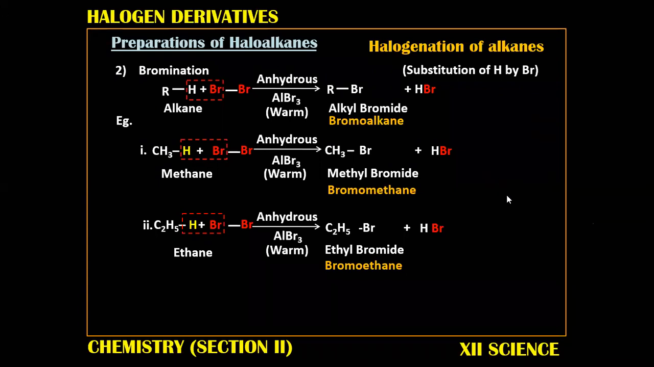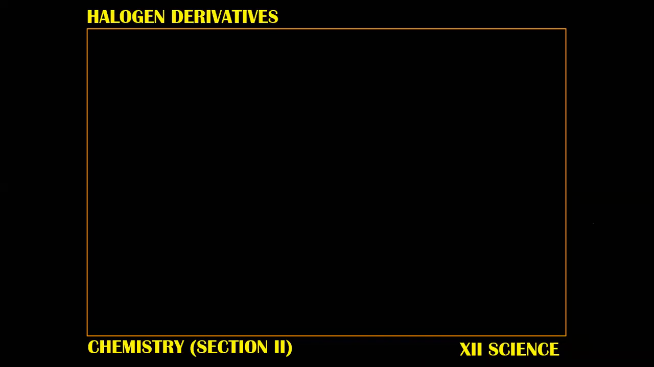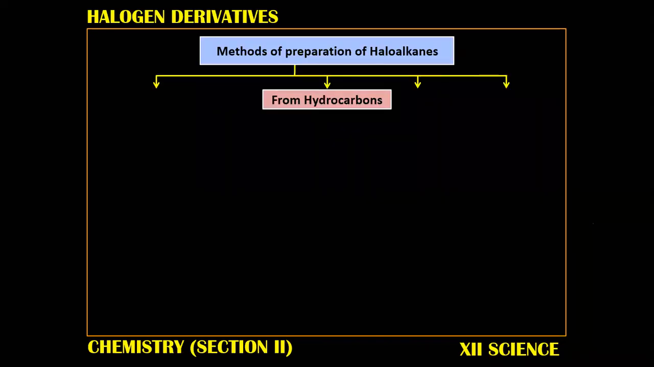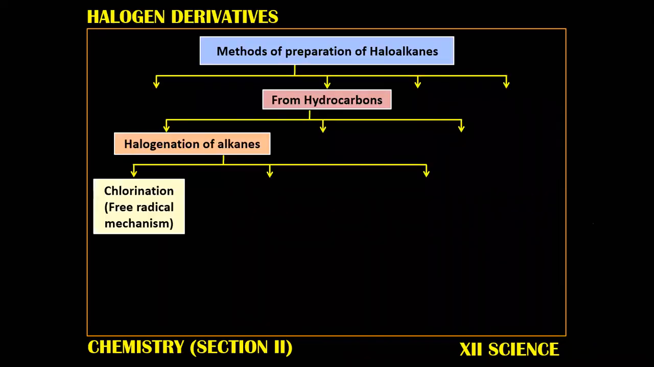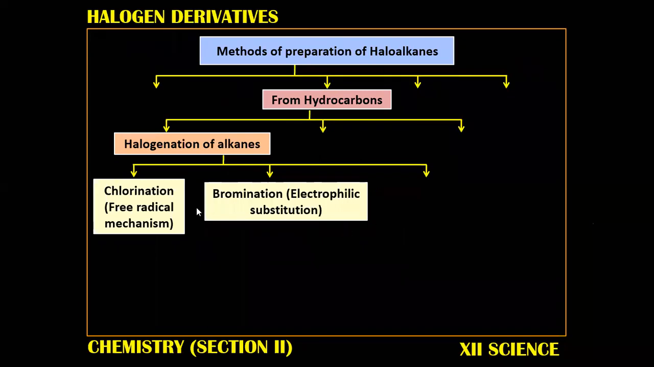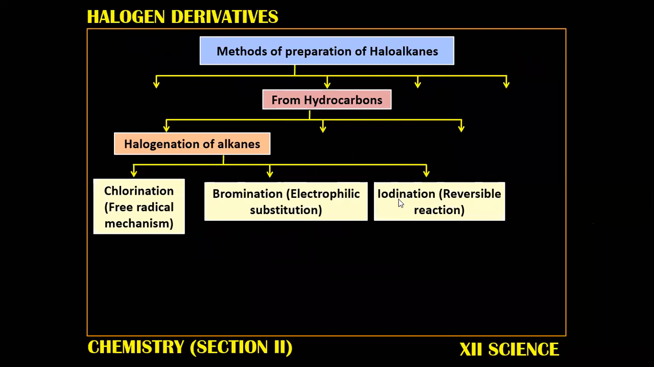I'll change the slide now. In method of preparation, we did chlorination, we did bromination. Now we'll be doing iodination. Iodination also is electrophilic substitution reaction, but it is reversible reaction. I'll show you iodination now. A, B, and C. C is iodination.